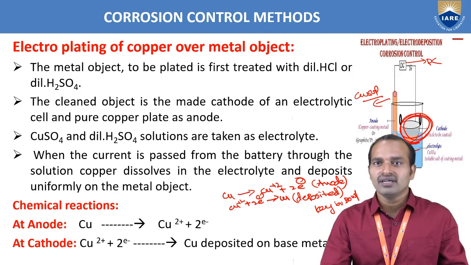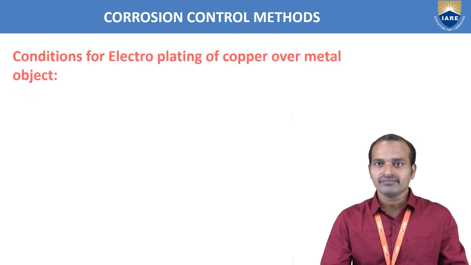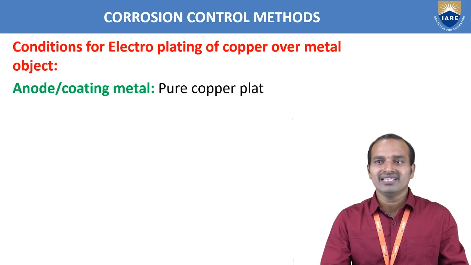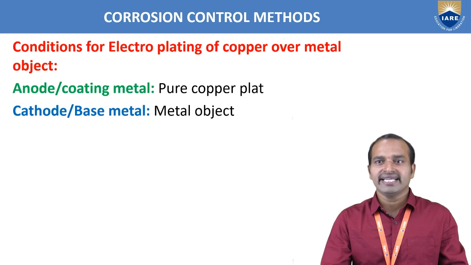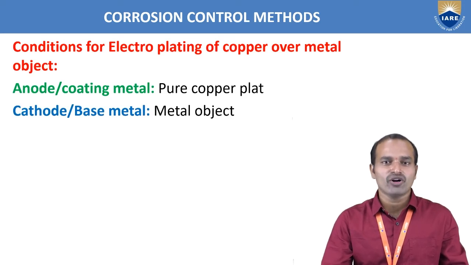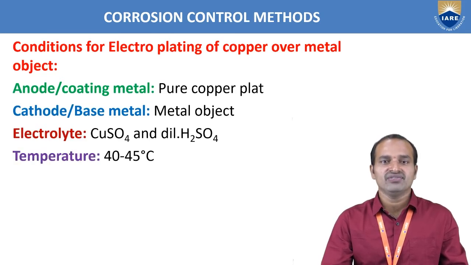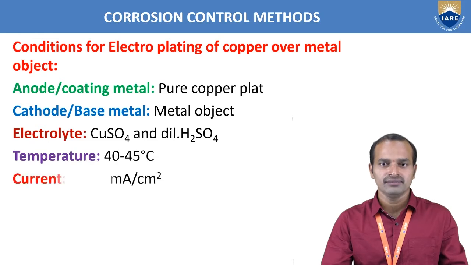In the electroplating of copper, the conditions are: the anode, the coating metal, is a pure copper plate, and the cathode is the metal object, either a key, coin or bowl. The electrolyte is copper sulfate and dilute H2SO4, the temperature is 40 to 45 degrees centigrade, and the current is 30 to 40 milliamps per centimeter square.